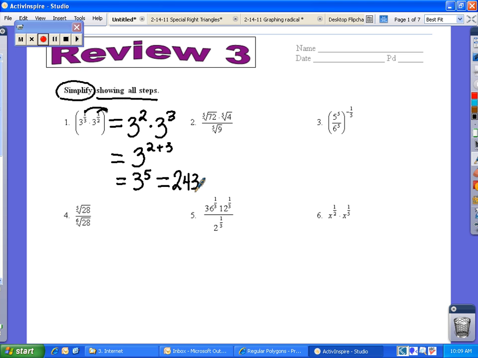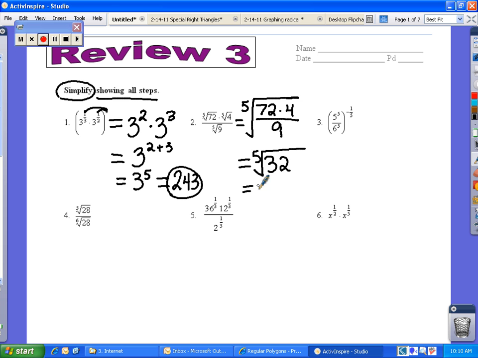For number 2, since the 5th root of all of these numbers is being taken, I can just go ahead and write this as the 5th root of 72 times 4 over 9. Now, simplifying 72 times 4 divided by 9 is actually very easy to do. You don't have to use any 5th roots or anything. So then you're really just going to be taking the 5th root of 32. And the 5th root of 32 is 2.